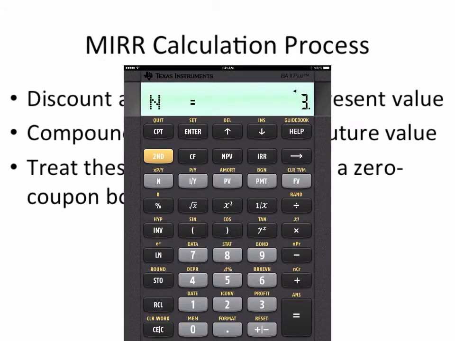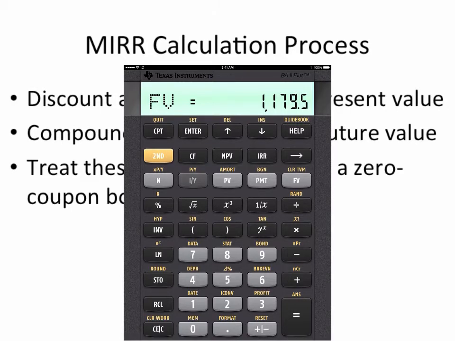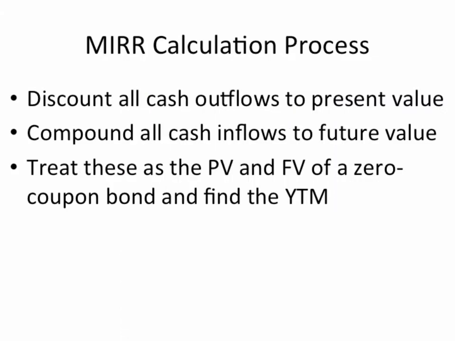N equals 3. Present value equals negative 1,000. Payments equal to 0. Future value equal to 1,179.5. And we'll solve for the yield to maturity, 5.6573%. Since the modified internal rate of return is less than the weighted average cost of capital, our decision rule tells us that we will reject this project.